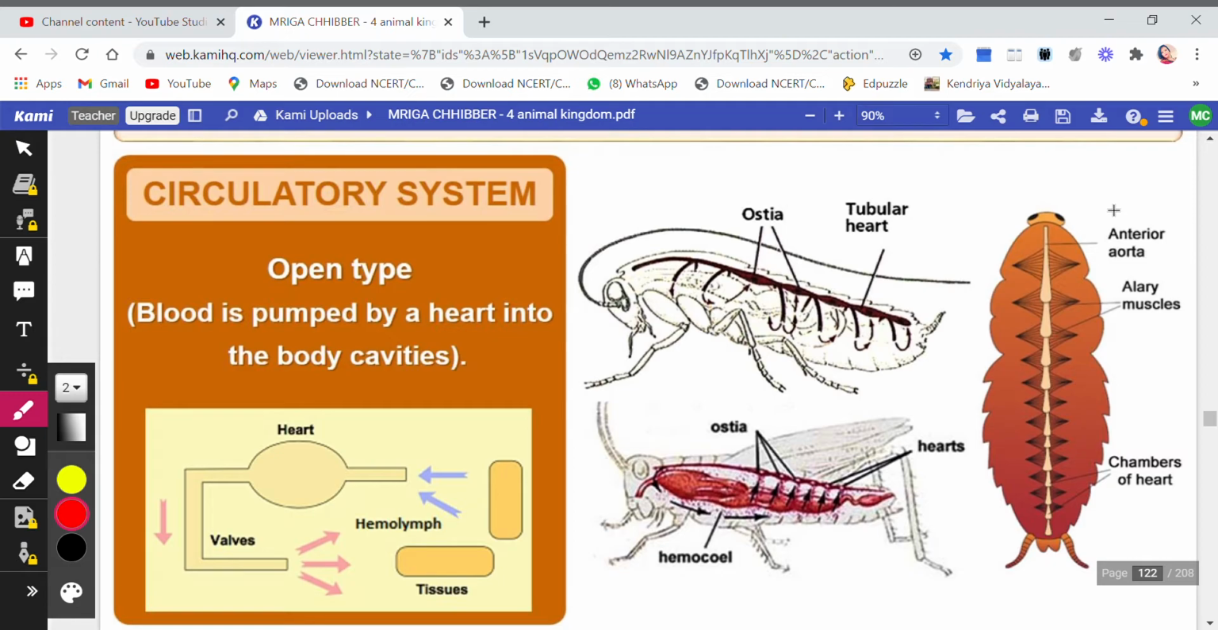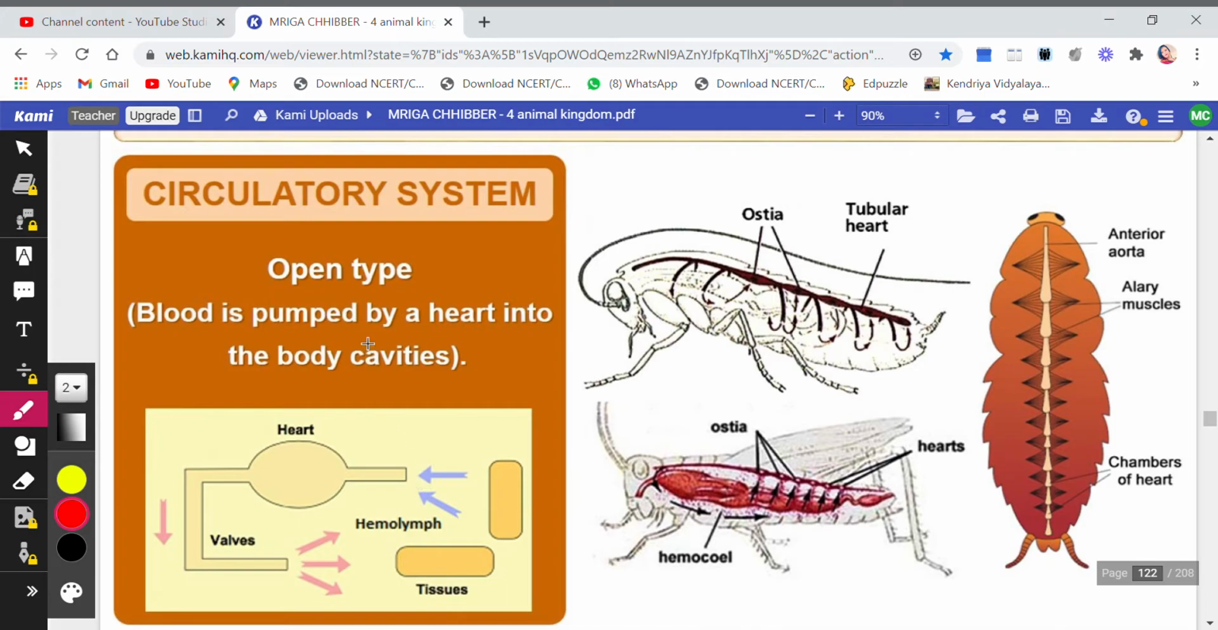Open type of circulatory system. Now here, the blood is not flowing into the blood vessels. You see, the blood is not flowing into the blood vessels. So this is your heart. From here the blood moves on to the valves, and after that the blood is everywhere. The blood is spread out everywhere. Wherever it gets the space, the blood will scatter because there are no blood vessels present.